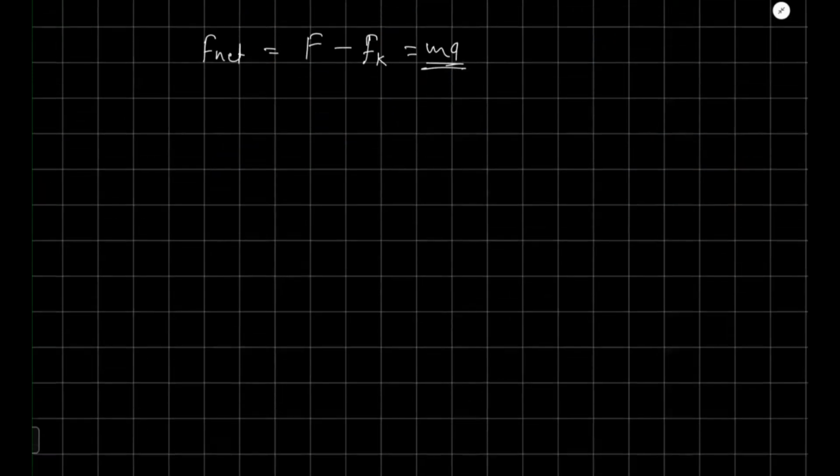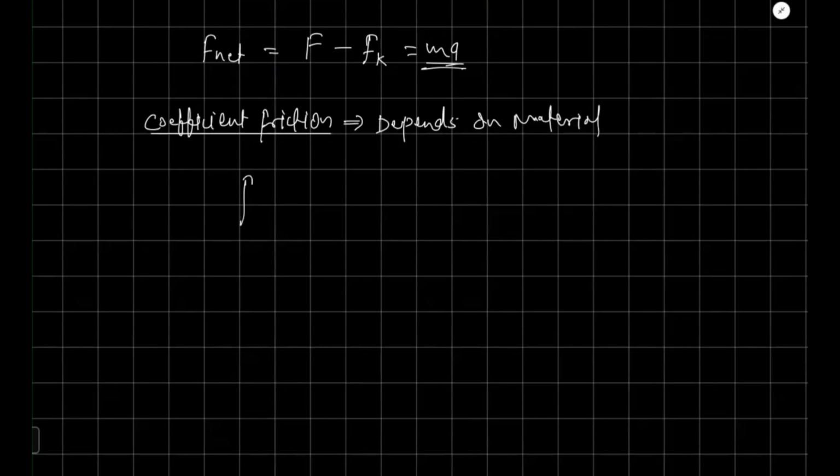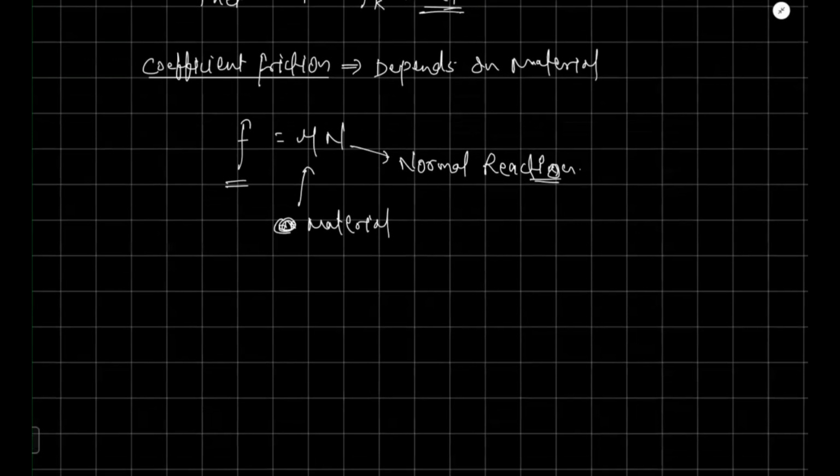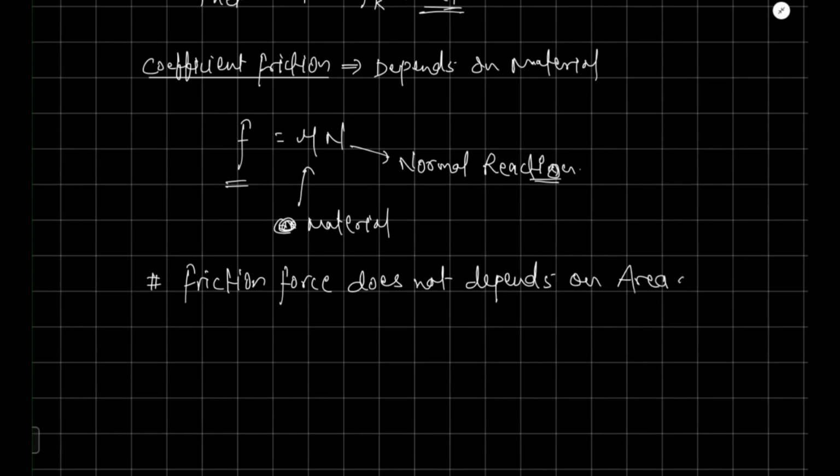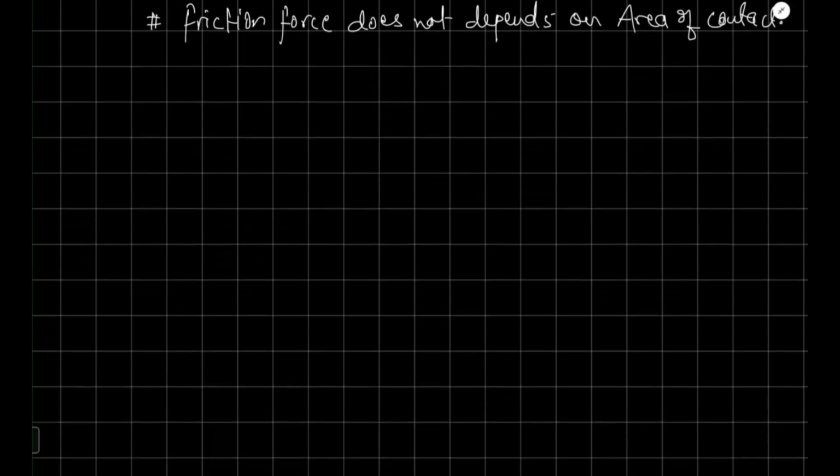Now here is one term that we are using, coefficient of friction. Generally the coefficient of friction depends on the material. And the friction force is nothing but mu into N, so friction force depends on the coefficient of friction, which means the material, and the second thing is the normal reaction. Suppose in a question they ask whether friction force depends on the contact surface area, that statement will be false. Friction force does not depend on the area of contact, because there is no term of area in our formula. So you can simply say it is independent of area of contact. Now we'll solve some questions on this.